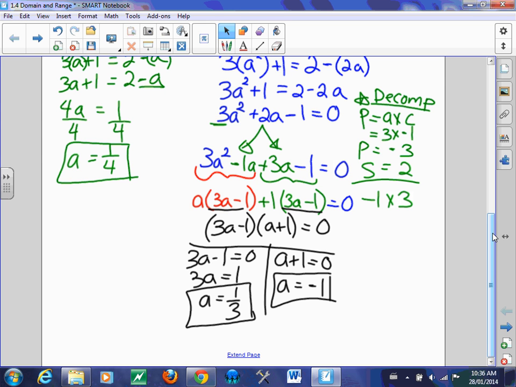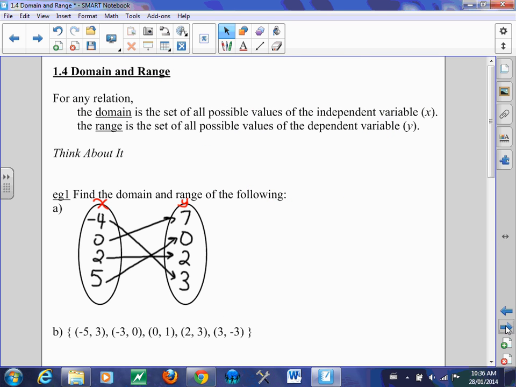All right, today's lesson. 1.4, domain and range. And again, this is an important topic that will be covered on your unit test and your final exam and throughout the course. Okay, for any relation, ladies and gentlemen, domain is a set of all possible values for x, which is the independent variable, whereas range is a set of all possible values for the dependent variable, y.